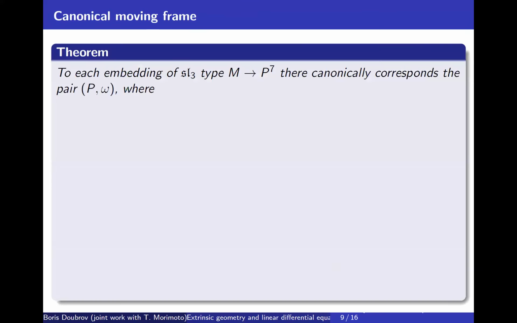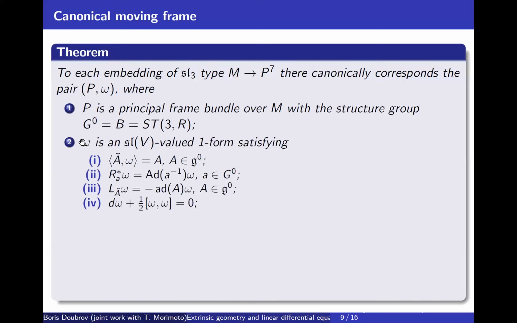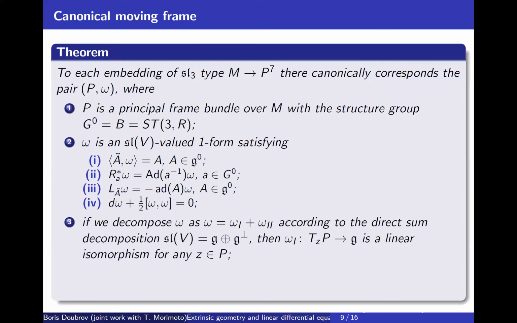A general theory says that if you have such an embedding, we actually know how to build a moving frame, or how to find invariants of such an embedding. I'm skipping this. This is an earlier result with Machida and Morimoto. We can have a canonical reduction of a principal bundle over P7, and this reduction has very nice properties, which I will probably skip now.